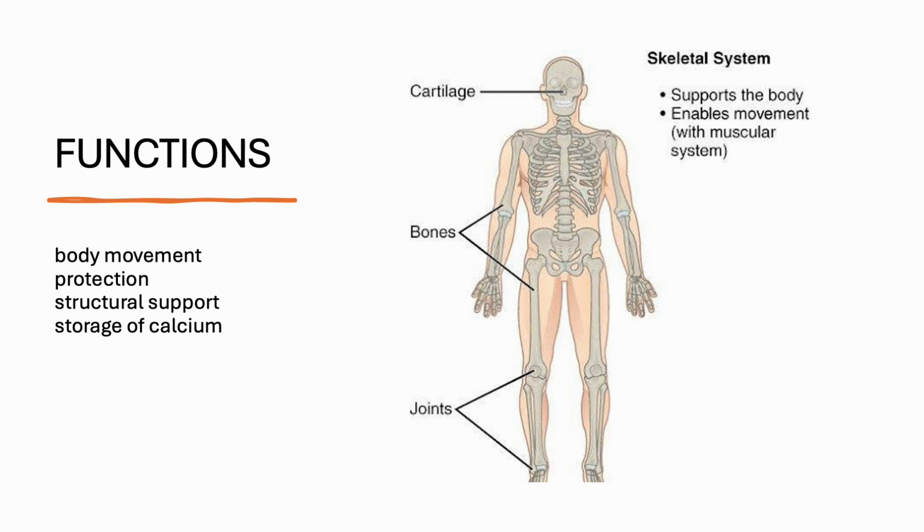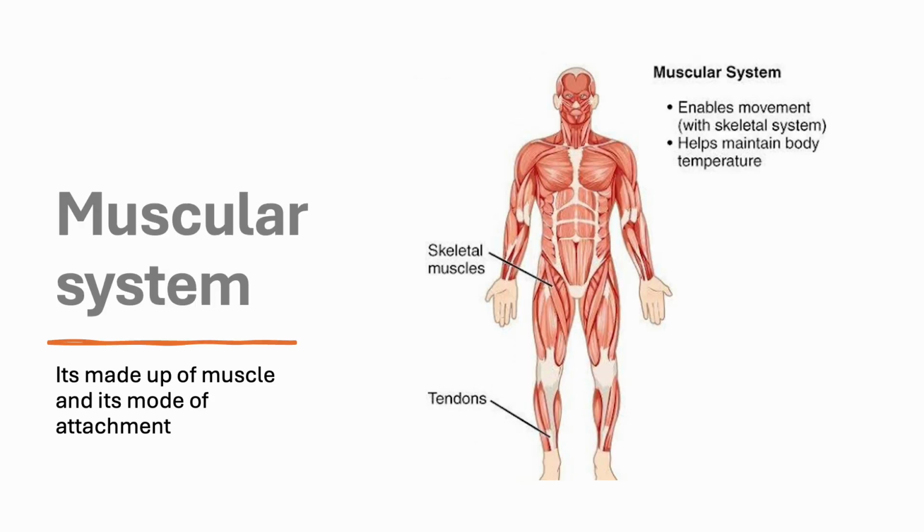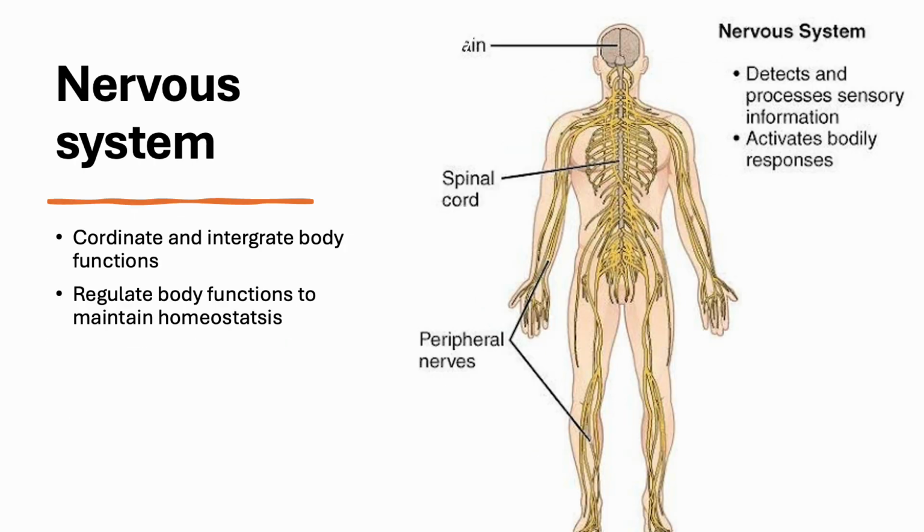The skeletal system supports the body and enables movement with muscular contractions, and is made of cartilages, bones, and joints. The muscular system enables movement and helps maintain body temperature, made up of skeletal muscles and tendons. The muscular system and skeletal system together form the musculoskeletal system.